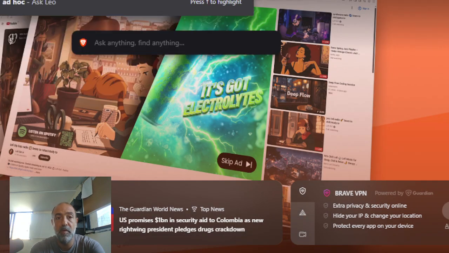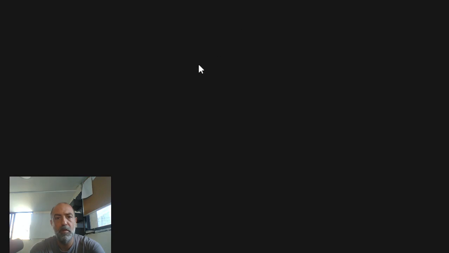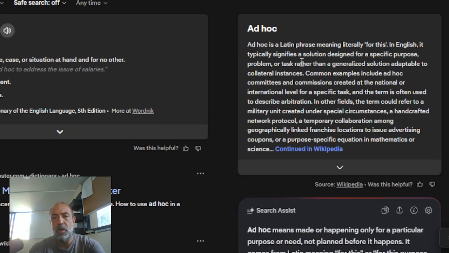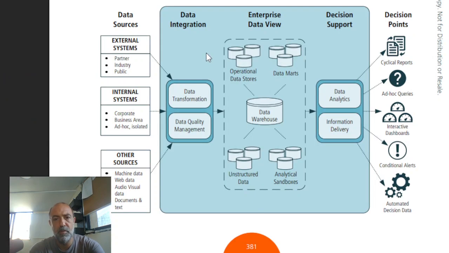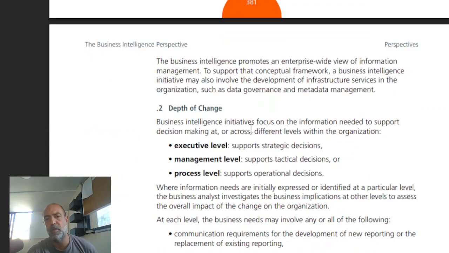One second, let me check for something though. Ad hoc meaning. So ad hoc is a Latin phrase meaning literally for this in English. It typically signifies a solution designed for a specific purpose. Okay. These are ones that happen on the spot, I guess.